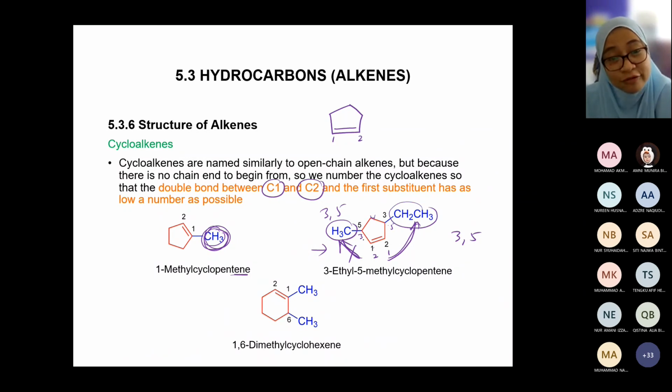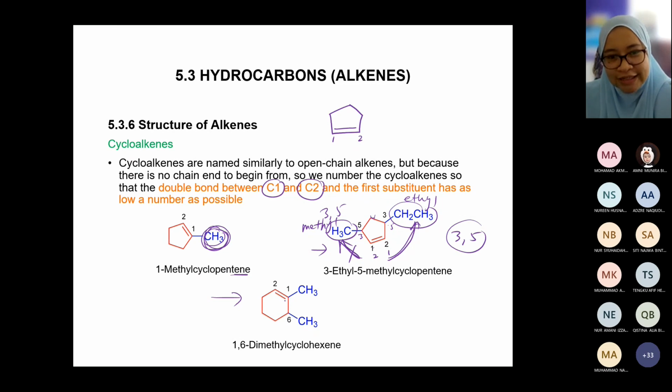In this case, we have to prioritize based on alphabetical order, because the locants are already the lowest, 3 and 5. But who gets assigned 5 and who gets assigned 3? We assign based on alphabetical order. So E comes first. This is ethyl. This is methyl. So E comes first. Therefore, ethyl should be assigned carbon number 3. Alright, another one. This is very interesting.